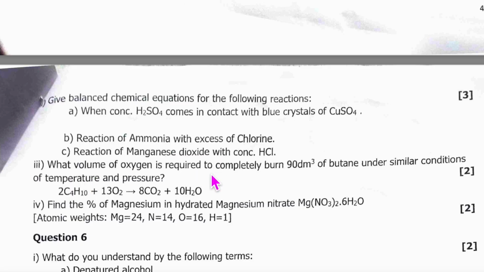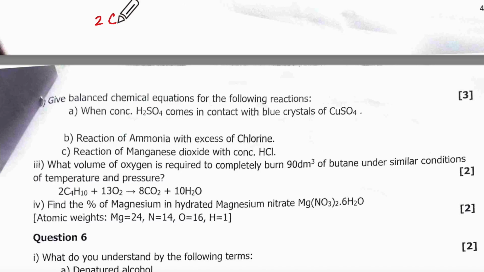What volume of oxygen is required for complete burning of 90 dm cube of butane? Remember, dm cube also means liters. Under similar conditions of temperature and pressure. Now see here, they are not writing STP. So in place of similar conditions, they'll say at room temperature. Did you understand? Okay? Yes.